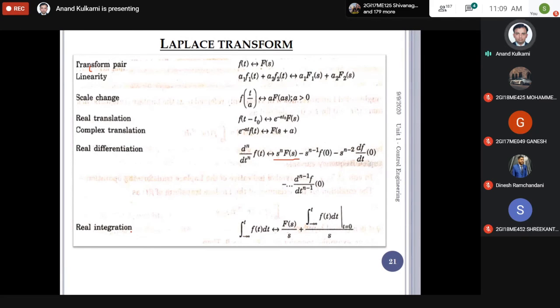Exactly the opposite thing happens to integration. If you take the Laplace transform of the integration from minus infinity to t. See, remember one thing, a Laplace transform is always a single-sided function.